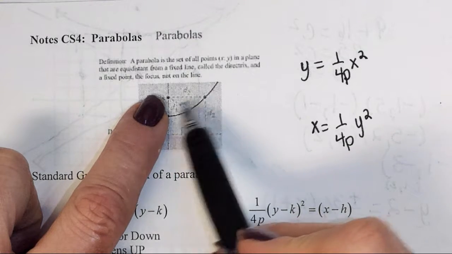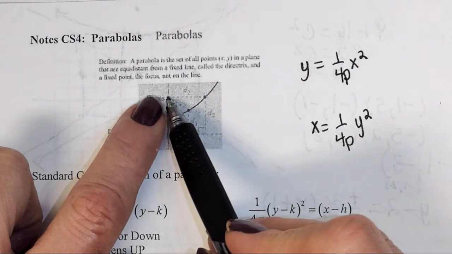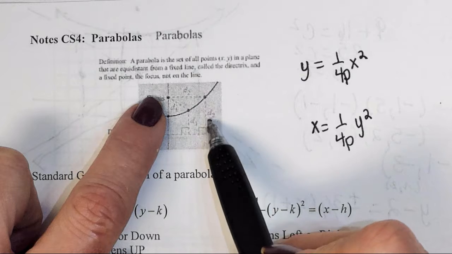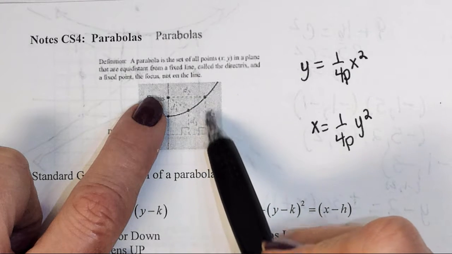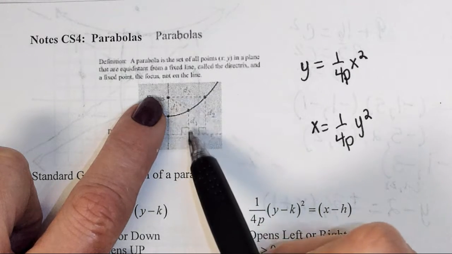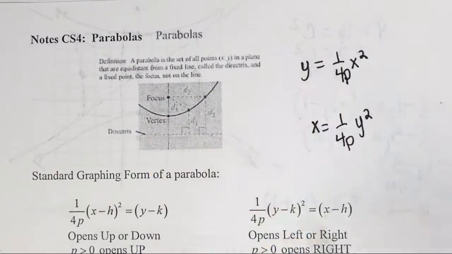So if I take any point, the distance from the focus to this point is always going to be the same as the distance from this point to the line. That's how the parabola is going to be made.